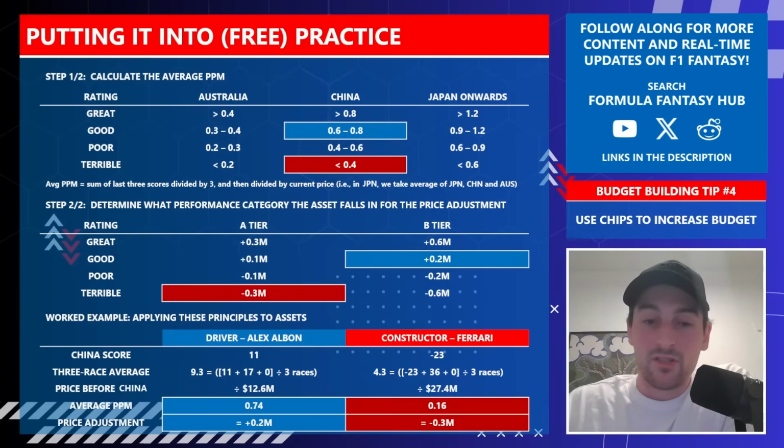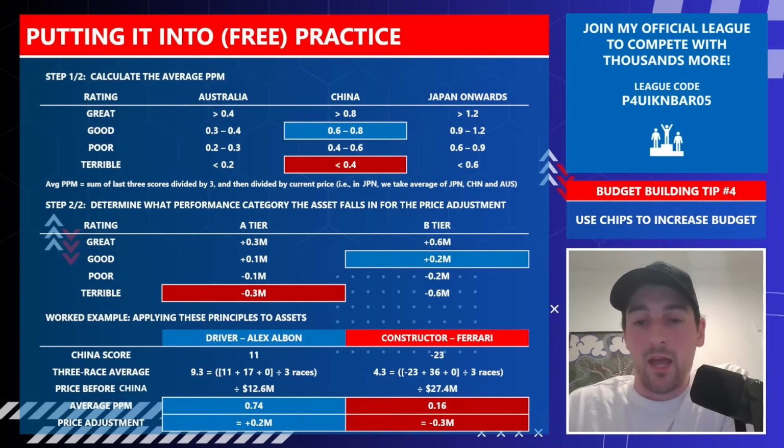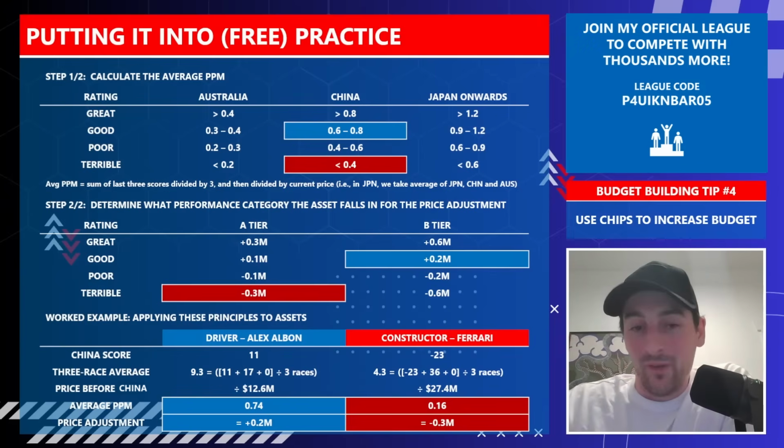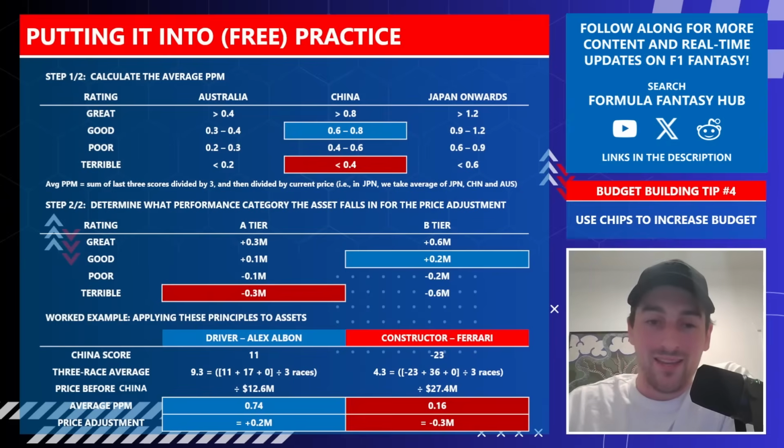Once you've got the 3-race average, same as Alex Albon, you divide the 4.3 by their price before China, and that gives you the 27.4 million. That 4.3 divided by 27.4 gets you an average points per million of 0.16, which if you go up to the table at the top is a terrible rating, so less than 0.4. And if we follow the subsequent table for the category the asset falls into, for this particular price adjustment, we get to a terrible rating of negative 0.3 million, which was the price adjustment Ferrari received after China.